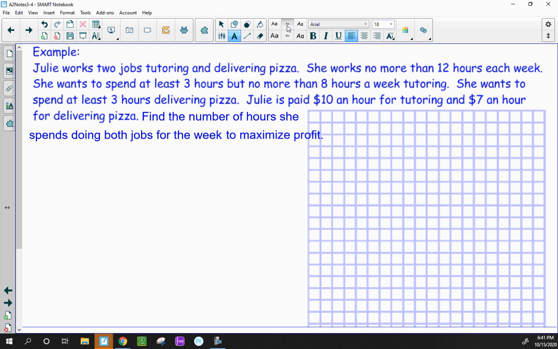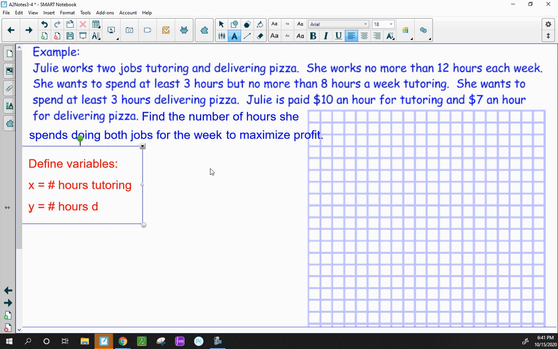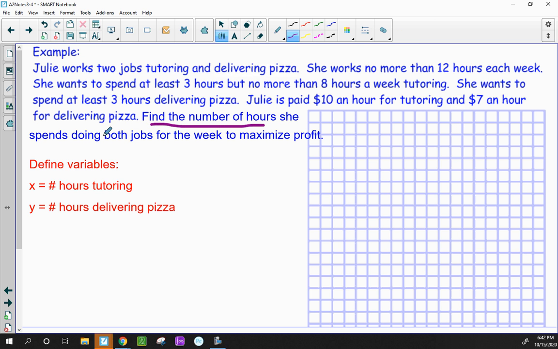Okay, so after you read it and reread it, your next step is to define the variables. We're going to let x be the number of hours tutoring. The first job we noticed in this reading is tutoring, and it's asking us to find the number of hours that she's going to spend doing that job so she can maximize her profit. We're going to let y stand for the number of hours delivering pizza. That's basically all coming from the question right in here. Again, because tutoring comes first in the reading, that's why tutoring is x and delivering pizza is y.